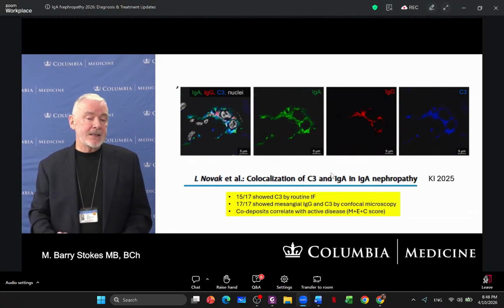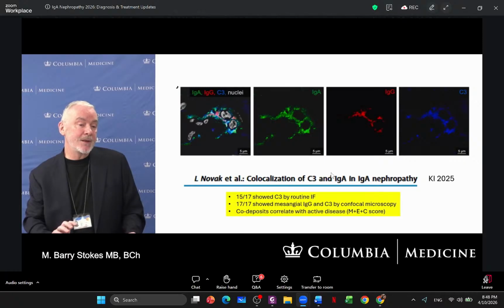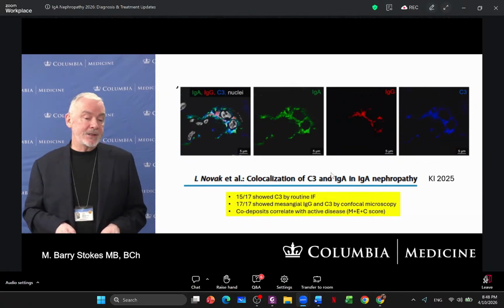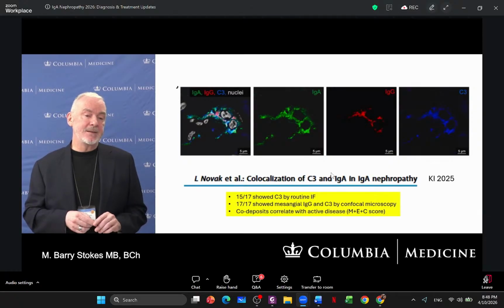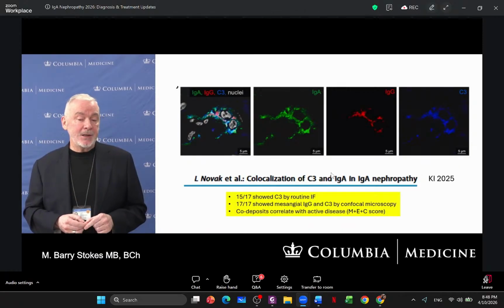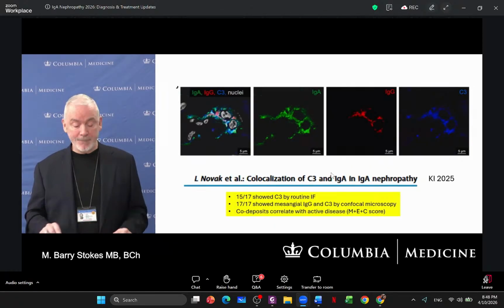A recent study that came out again just last year showed, as I think I mentioned earlier, a lot of IgG staining. Most cases with IgA nephropathy will have IgG and complement if you look with sensitive microscopy techniques such as confocal microscopy. And in this study, they showed that the presence of C3 and IgG together with IgA correlated with more active disease, including the M, E, and C scores. So again, evidence that complement activation is occurring in patients with IgA nephropathy, and it's probably a harbinger or a pathogenic driver of more severe disease.